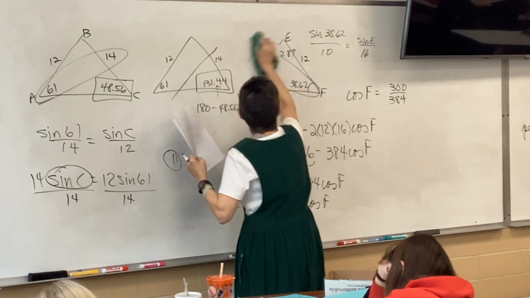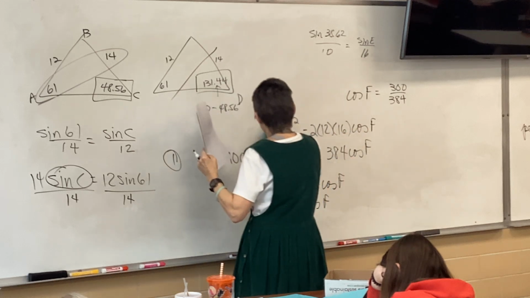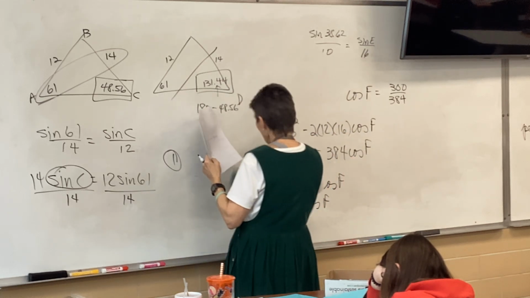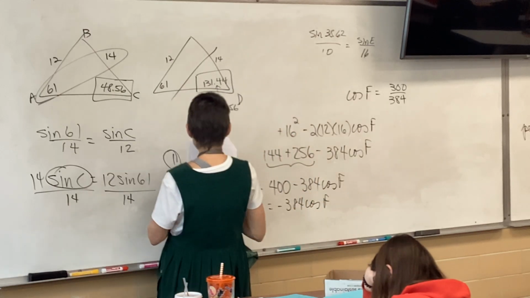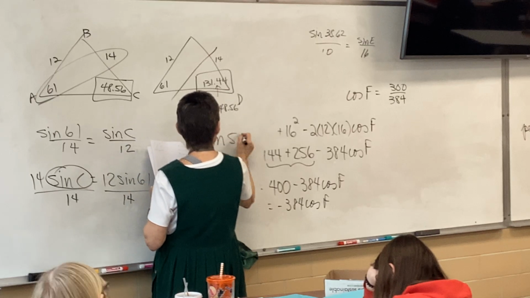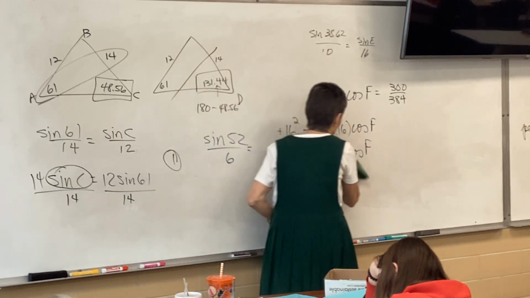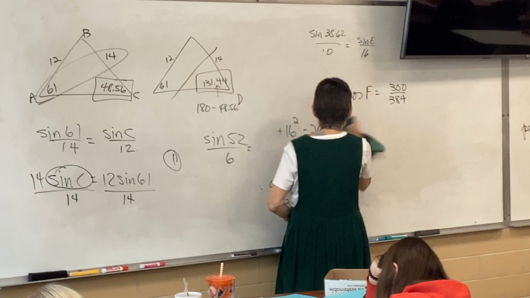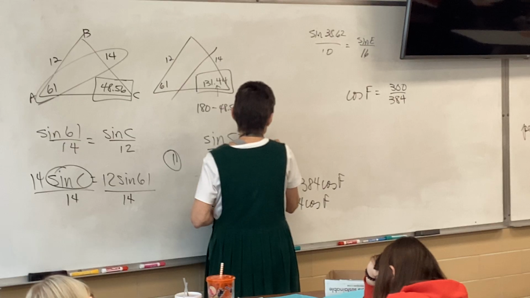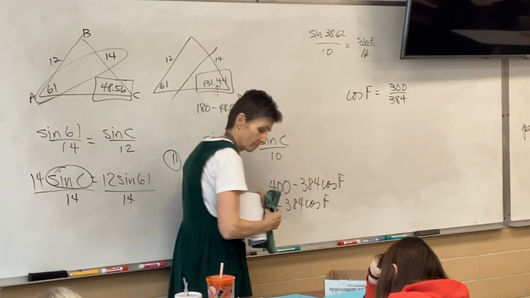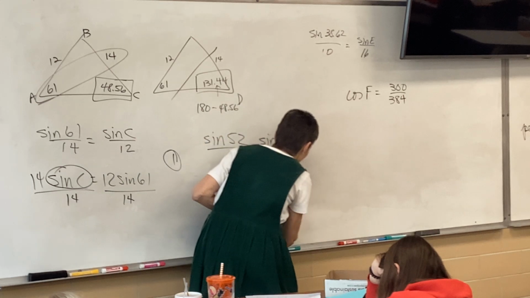Same exact scenario. So Grayson, can you set up my law of sines for problem B? Sine 52 over 6, yep, equals... you gotta use C. So it'll be sine C over 10. Yep. Right, so let's go ahead, while I'm erasing, and start cross multiplying.